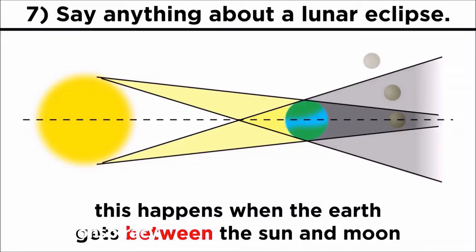Lunar eclipse is very often raised as the key proof of the globe. Lunar eclipse happens when the Earth gets between the sun and the moon. That's right, in between. But it actually doesn't help the heliocentric cause at all.